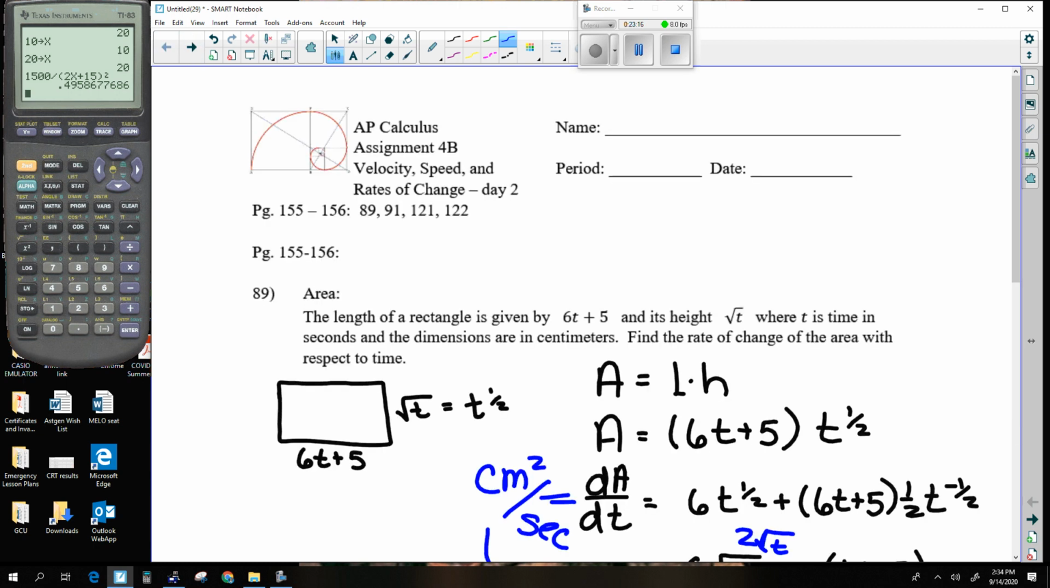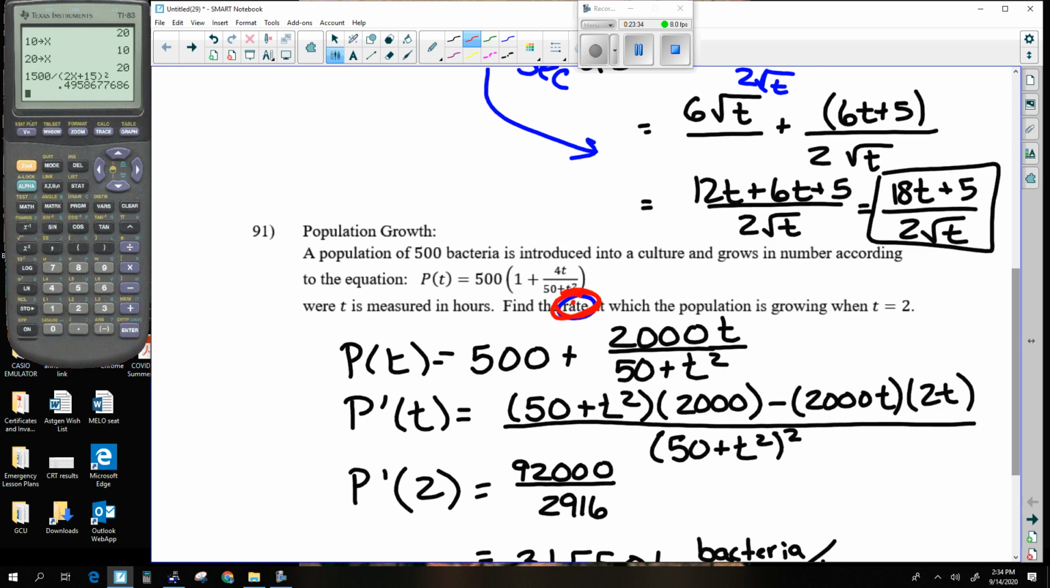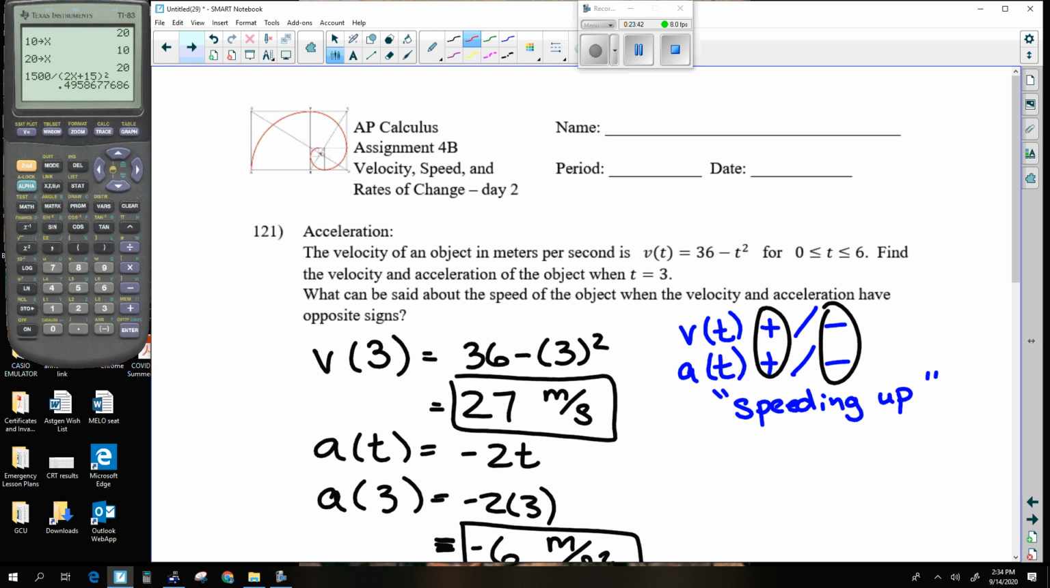All right. So highlighting what we learned today: the letter D stands for a change. If you want a rate of something, that is a derivative. What else did we learn? We learned speeding up and slowing down. If they have the same signs, they're speeding up. If they're opposite signs, it's slowing down.